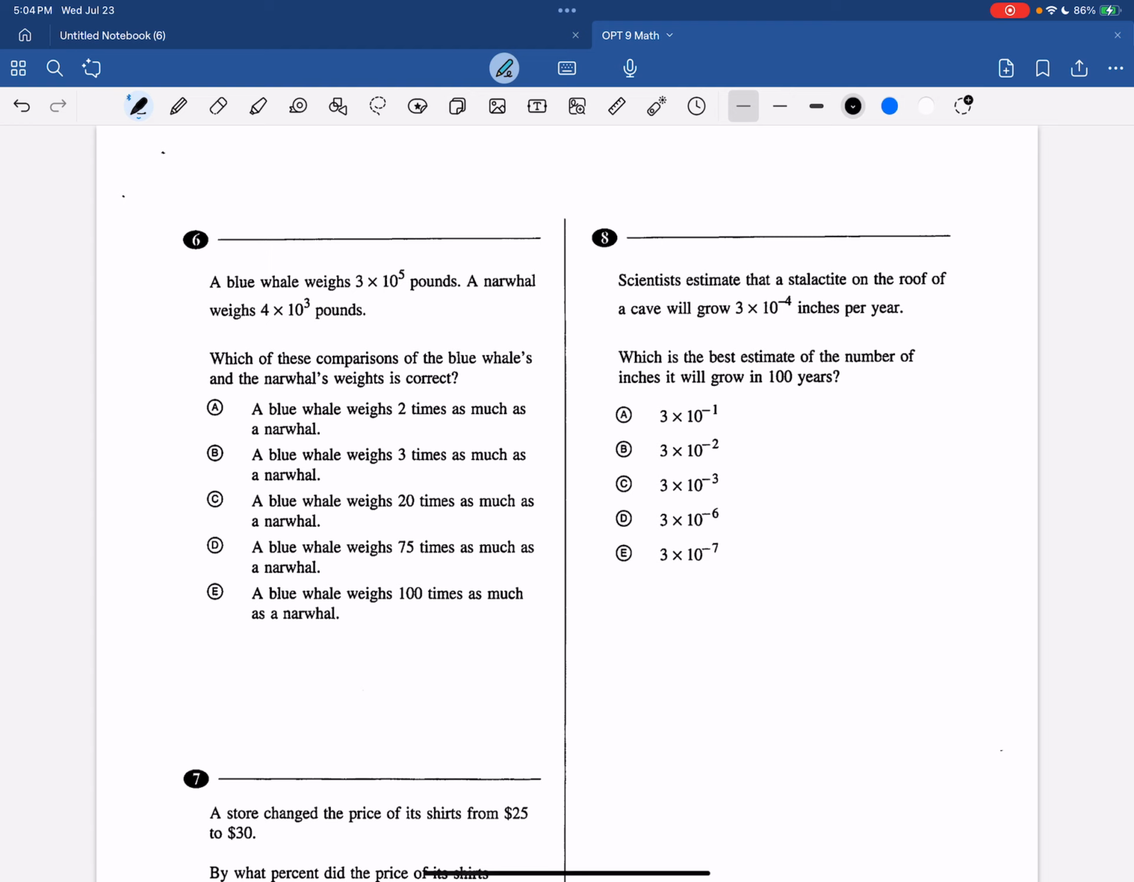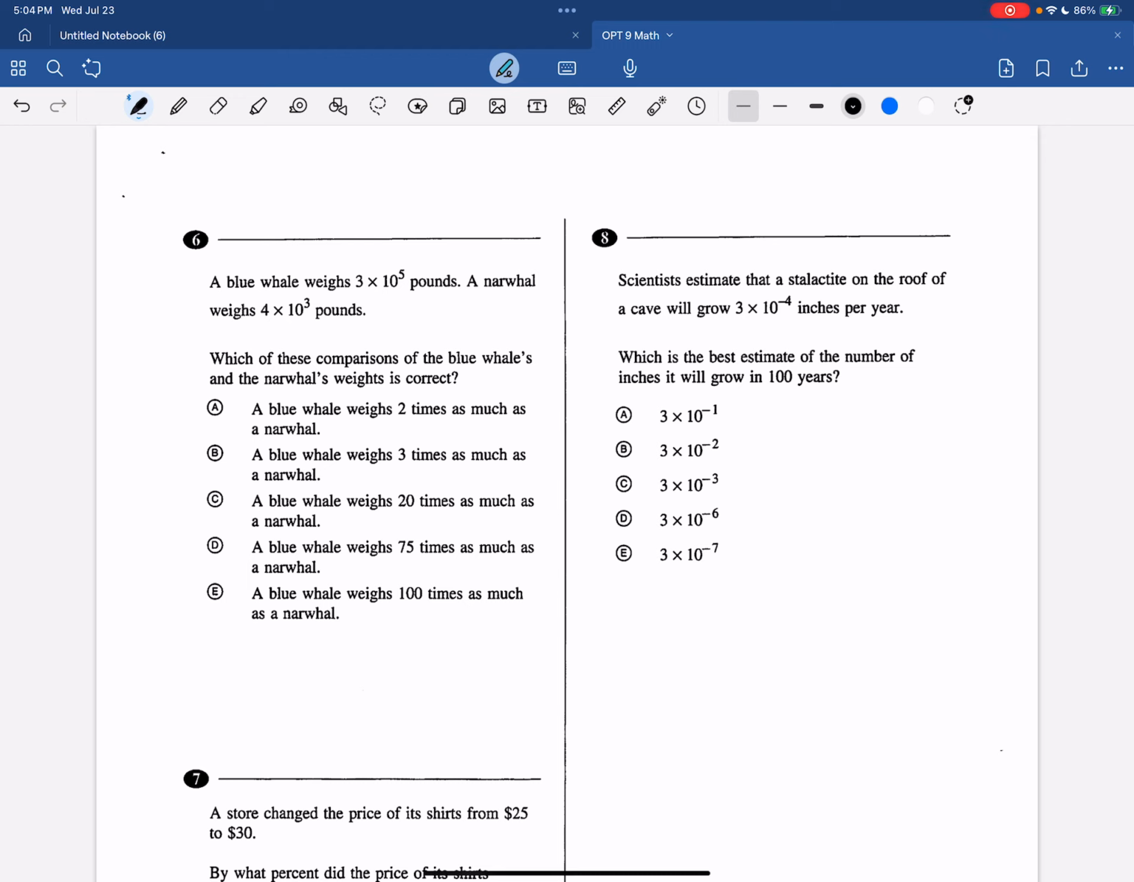Number 6. A blue whale weighs 3 times 10 to the 5th power pounds. A narwhal weighs 4 times 10 to the 3rd pounds. Which of these comparisons of the blue whale's and the narwhal's weights is correct? So the word comparison is a very interesting word because that makes me think of a ratio.